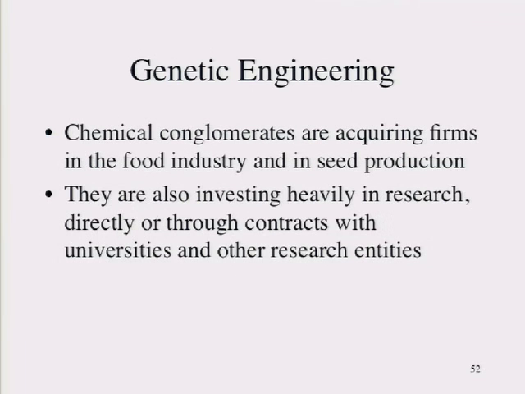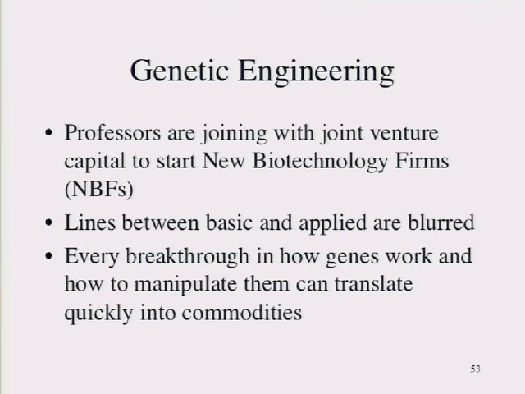He describes how chemical conglomerates, acting on these breakthroughs and anticipating future opportunities, began to acquire firms in the food industry and in seed production. So companies that had previously been in the chemical sector started to buy seed companies and started to integrate with the food industry, investing heavily in research as well, directly or through contracts with universities and other research entities. He describes professors joining with joint venture capital to start new biotechnology firms.